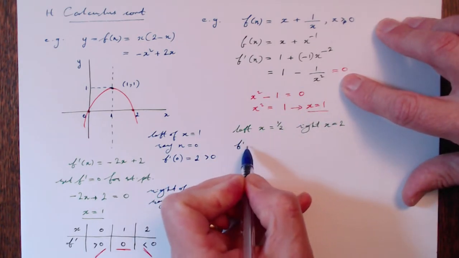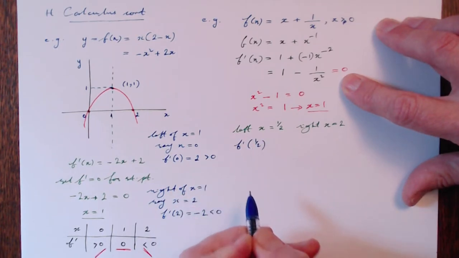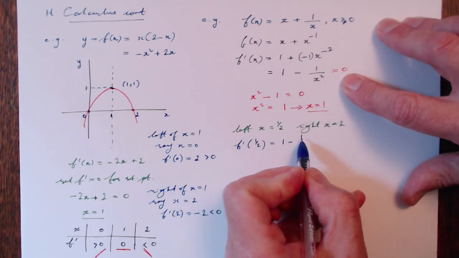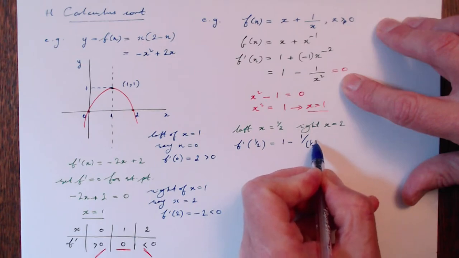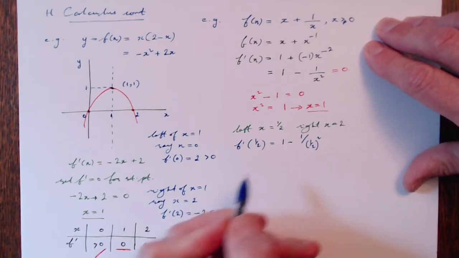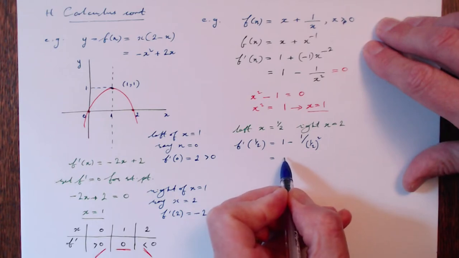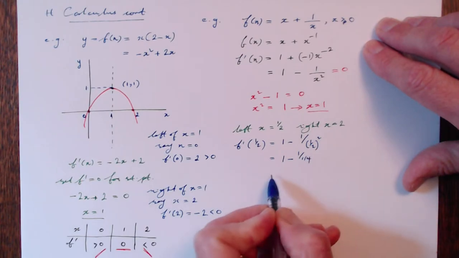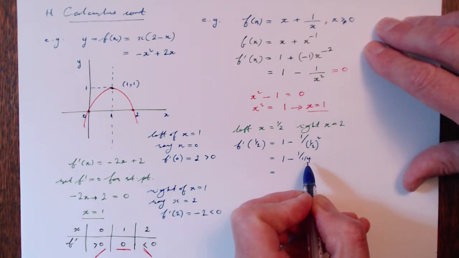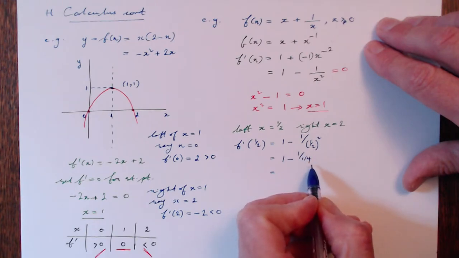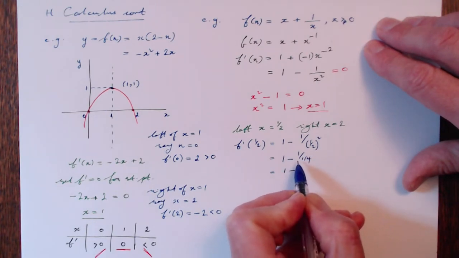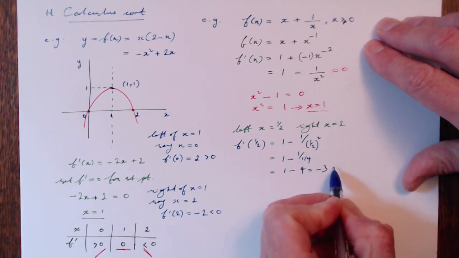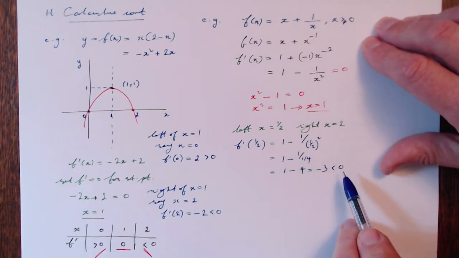So the derivative evaluated at x equals 1/2 will be 1 minus 1 over 1/2 squared. Okay, which is 1 take away 1 over 1/4. Now when you divide by a fraction, you're essentially multiplying by the inverse of that fraction. So this is 1 take away 4 over 1, which of course is just 4. This is negative 3. We don't care about the value, we just need to know the sign. We see it's negative.